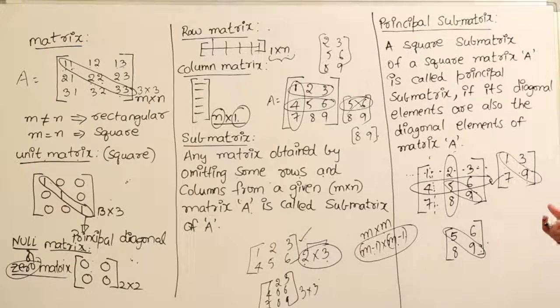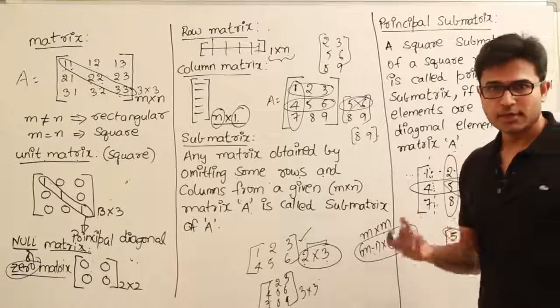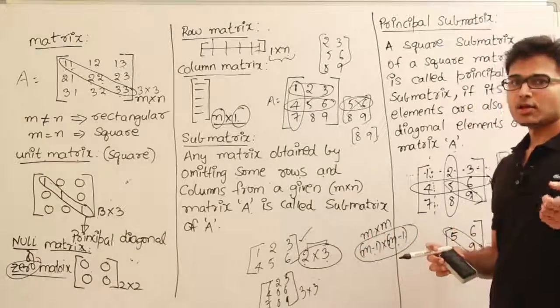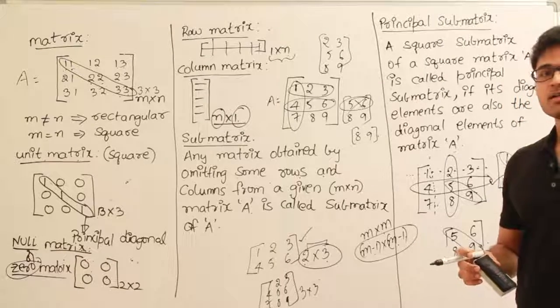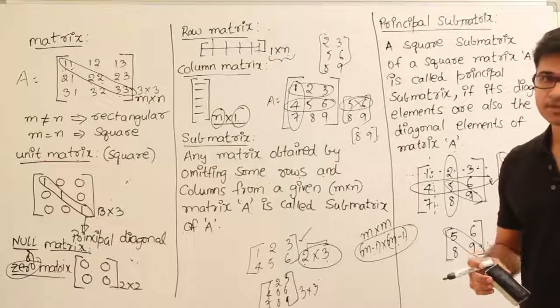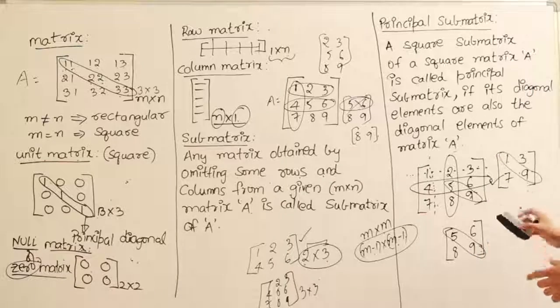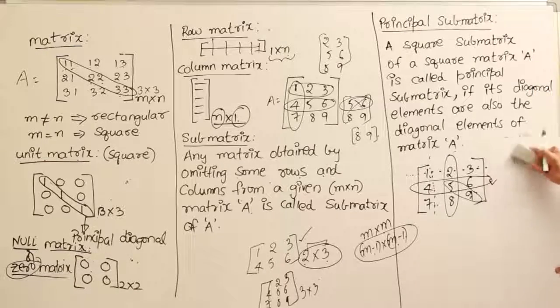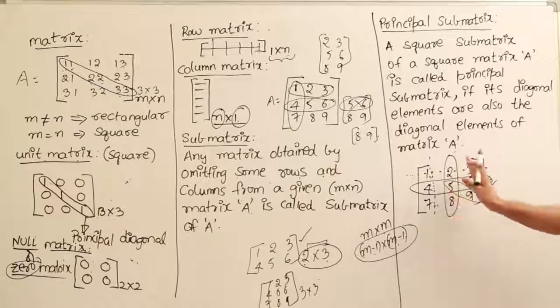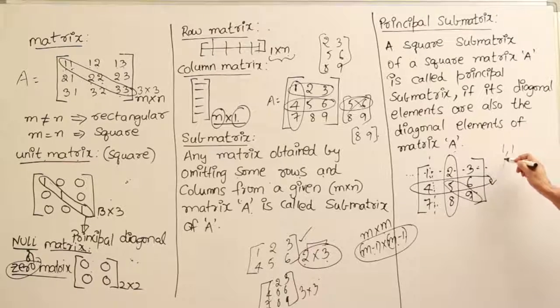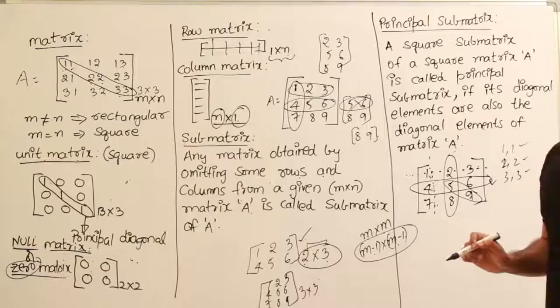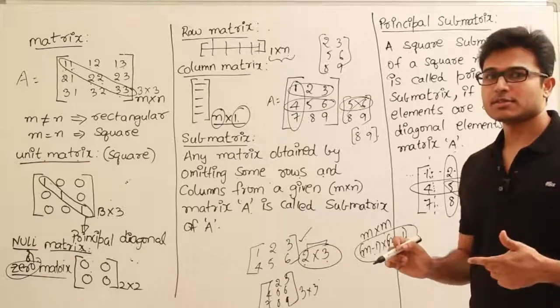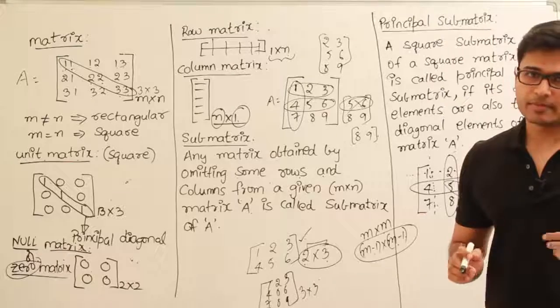Got it? And it is not always true that if you remove any row and any column randomly, we get a principal submatrix. It is not true. Why is it so? Let's check this one. One thing is for sure: if you eliminate the first row and first column, second row and second column, or third row and third column, if you eliminate any of these like this, you are going to get a principal submatrix. That is fine. But any other combination of eliminations may not result in a principal submatrix, right?